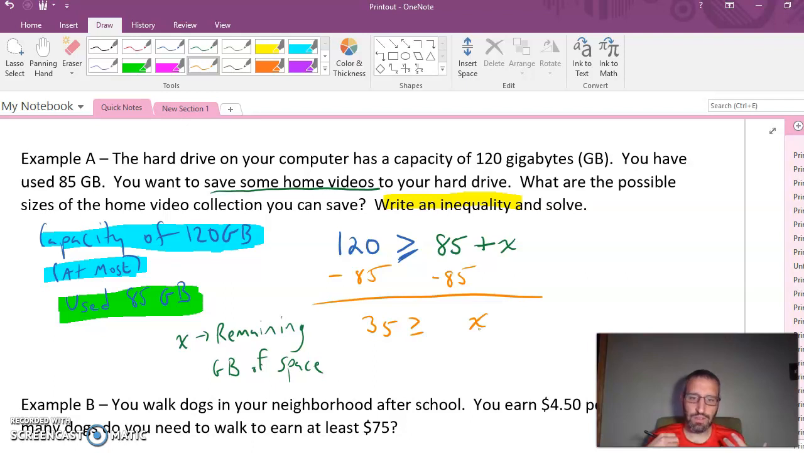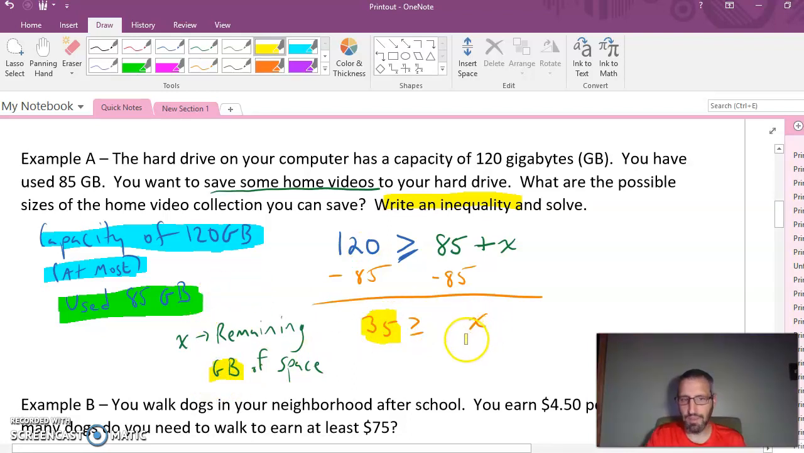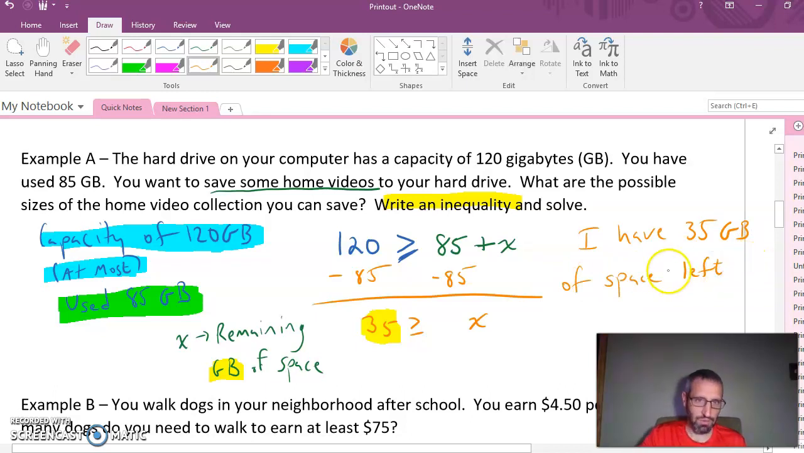And so now we've solved this inequality, but now let's translate this inequality back into an actual sentence here. Okay, knowing that this 35 represents gigabytes, right? We're talking about gigabytes of space here. So I have 35 gigabytes of space left for home videos. Yep, for home videos.